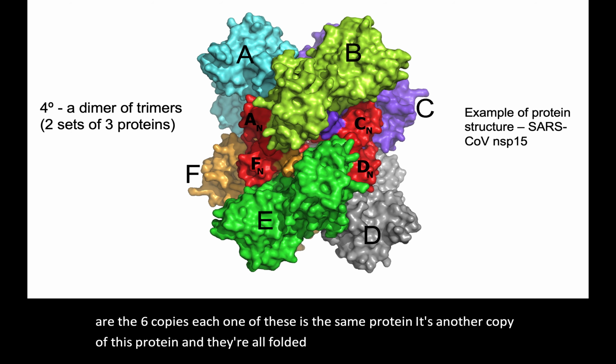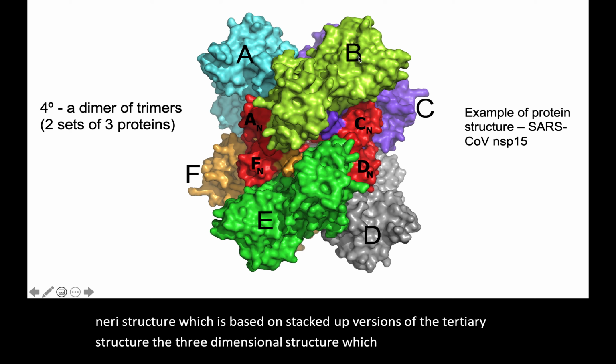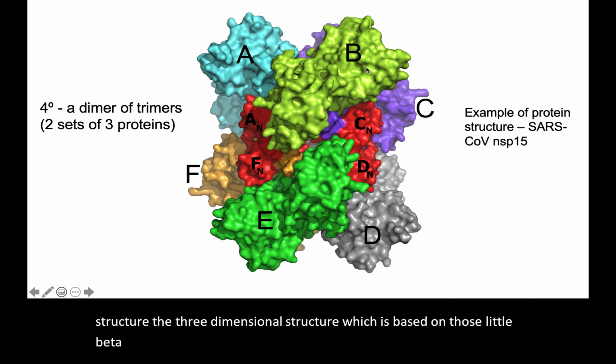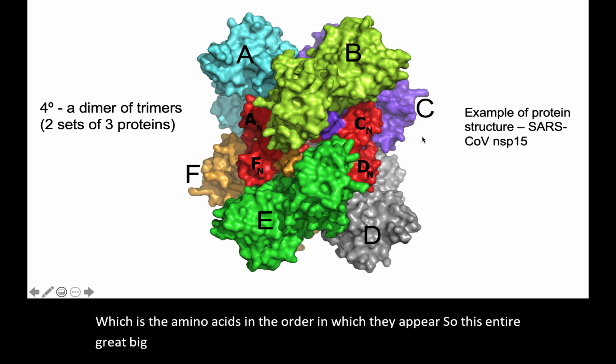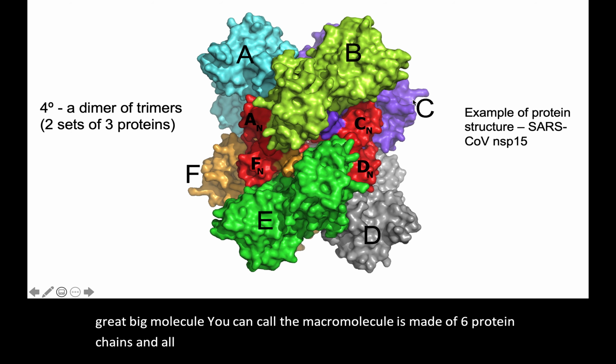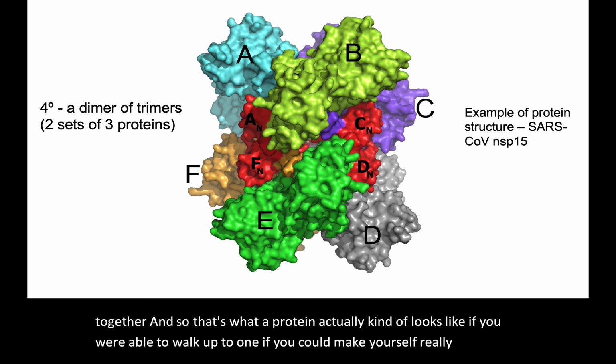And so this is the quaternary structure, which is based on stacked up versions of the tertiary structure, the three-dimensional structure, which is based on those little beta strands and alpha helices of the secondary structure, which are formed by the primary structure, which is the amino acids in the order in which they appear. So this entire great big molecule, you can call it a macromolecule, is made of 6 protein chains and all of their second and third order structures all folded together. And so that's what a protein actually kind of looks like if you're able to walk up to one. If you could make yourself really tiny, this is kind of what you would see.